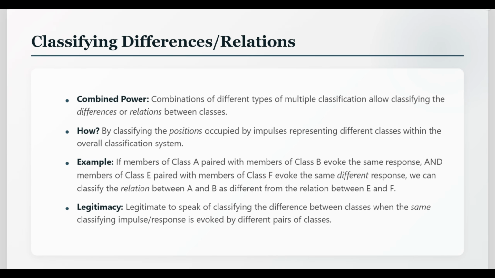But pairing A with E or B with F triggers a different response S. In this case, we can classify the relation between A and B as being different from the relation between E and F simply because they evoke the same downstream classifier R. We're classifying the relationship itself based on the shared outcome.